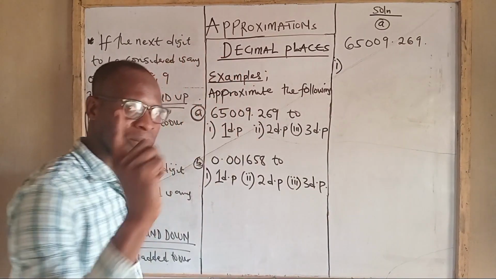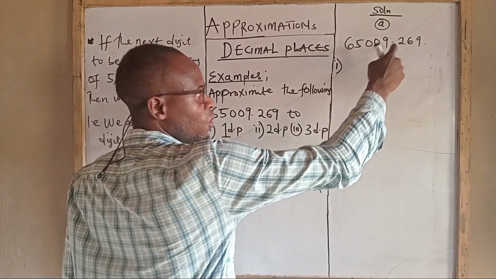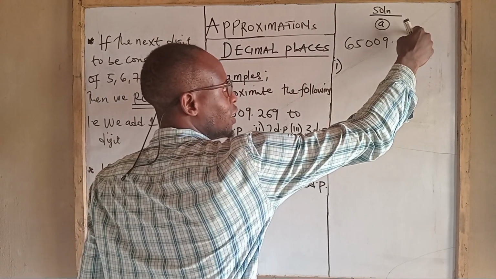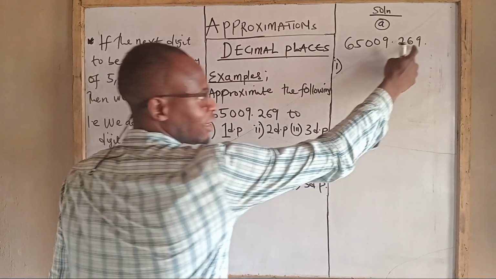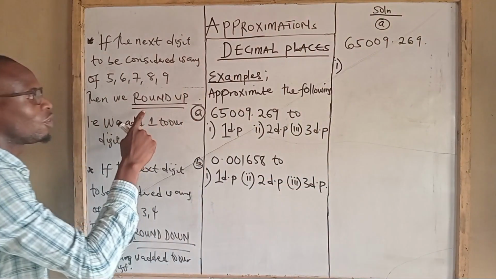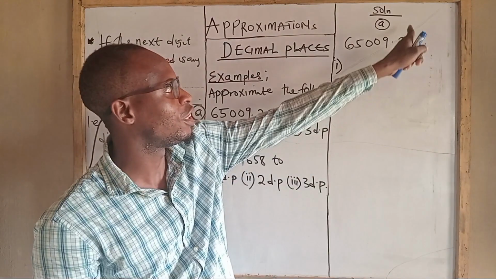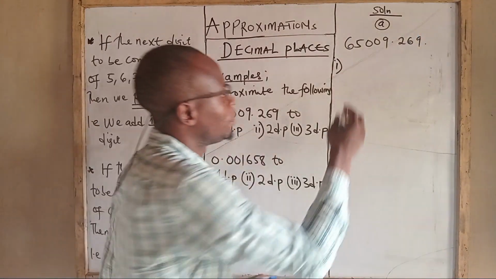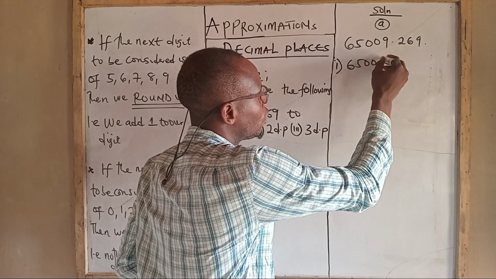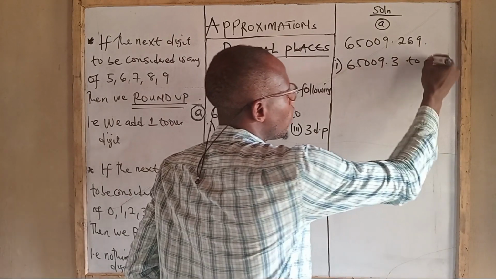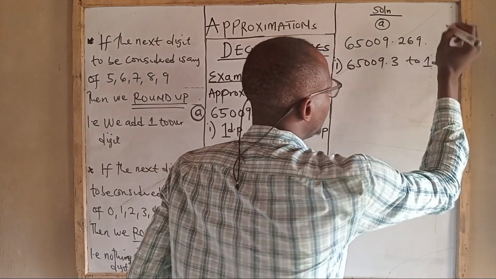Since it is to 1 decimal place, that means I will count once. 1. Look at the next digit there, it is 6. This 6 falls in the category of what? Round up. Then we are meant to add 1 to the digit. So this becomes 65009.3 to 1 decimal place. That's all.